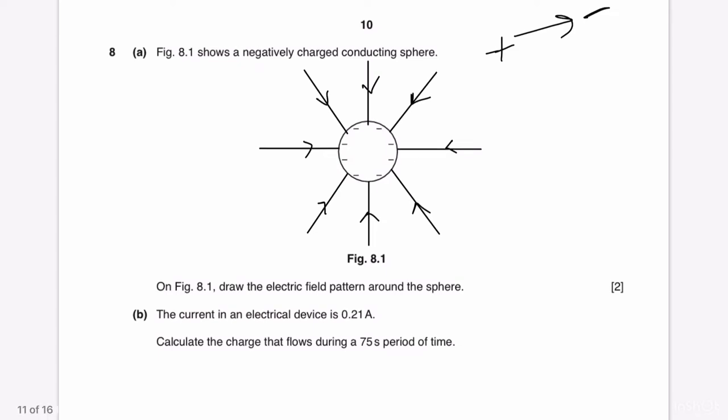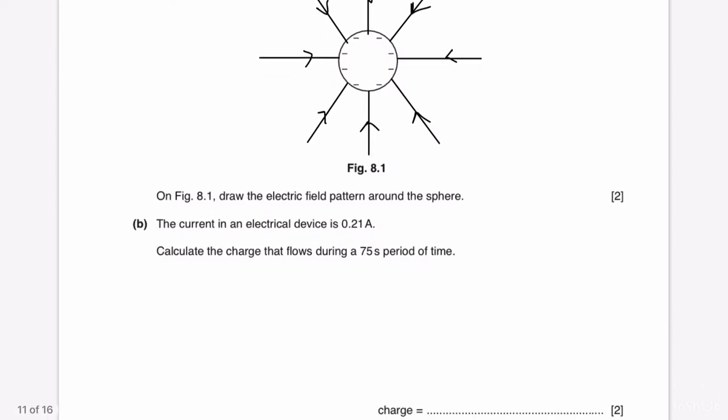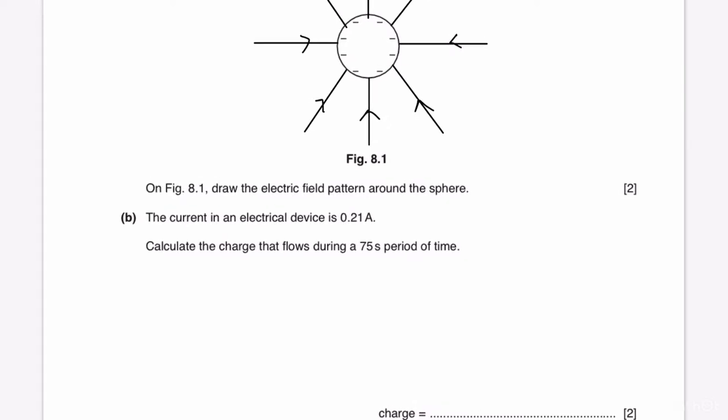Okay, the current in the electrical device is 0.21 amperes. Calculate the charge that flows through in a 75-second period of time. So we know the formula Q is equals to IT, and I am at 0.21 and time is 75. So the answer is 16 coulombs.